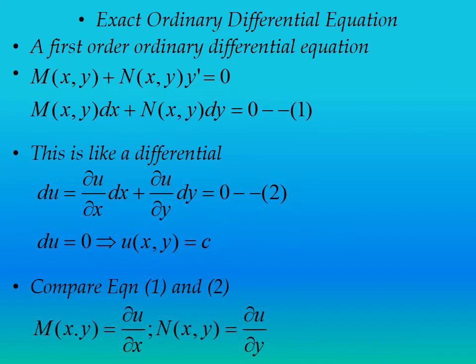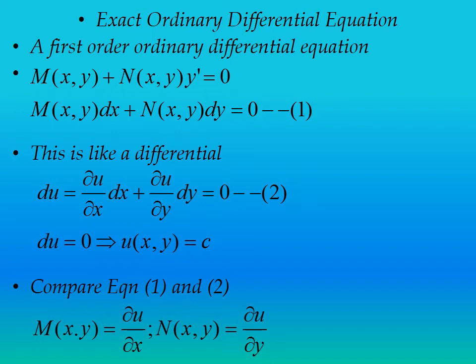Suppose an ordinary differential equation is like M(x, y) + N(x, y) y' = 0, then you can write it as M(x, y) dx + N(x, y) dy = 0. So this is like a differential equation. du = ∂u/∂x dx + ∂u/∂y dy = 0. If that is the case, du = 0, that means u(x, y) = c.